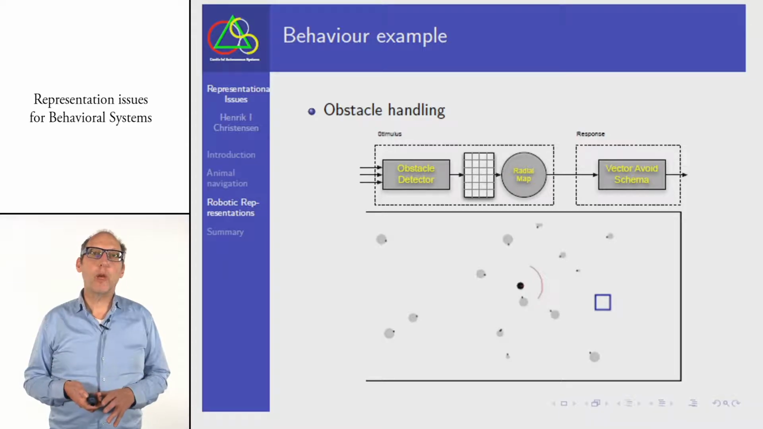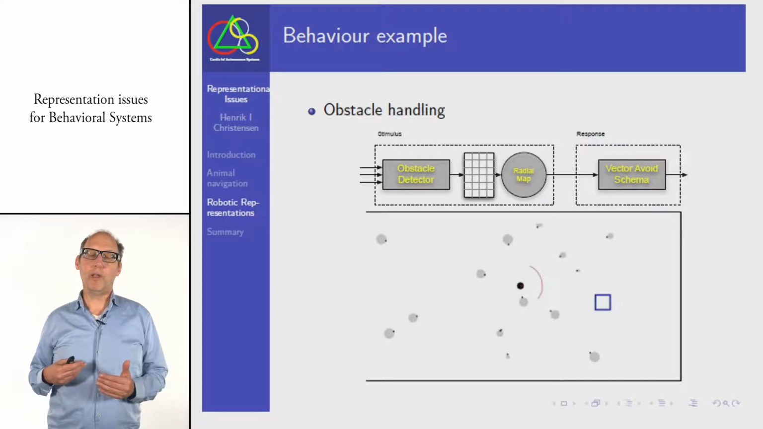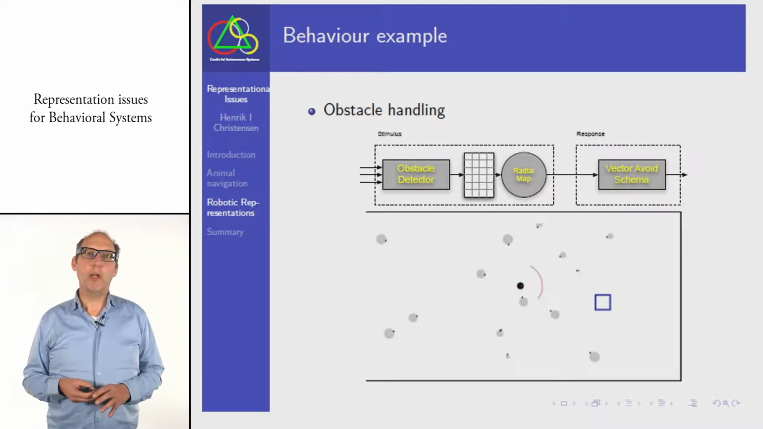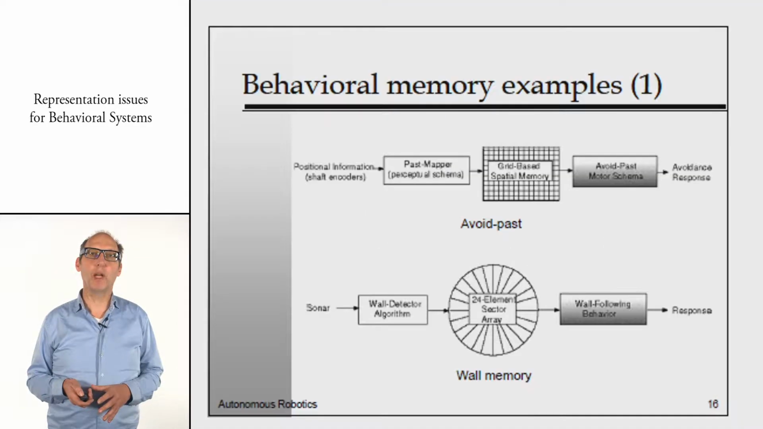Another thing that is great is in obstacle handling, where you can see the different obstacles and make a sort of force field away from those obstacles, and that's also an example of a short-term representation of your local environment.